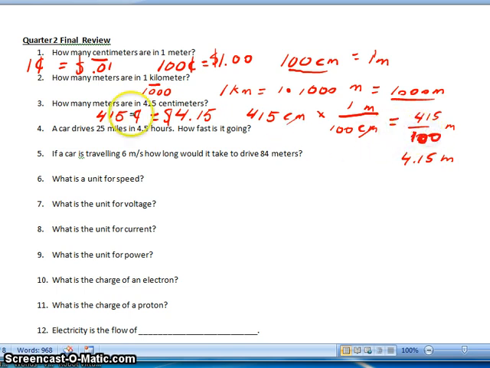A car drives 25 miles in 4.5 hours. How fast is it going? 25 miles is a distance. 4.5 hours is a time. How fast is it going is asking for a speed, and that's what we're trying to find. So speed is equal to distance over time, or in our problem here, we have 25 miles divided by 4.5 hours.